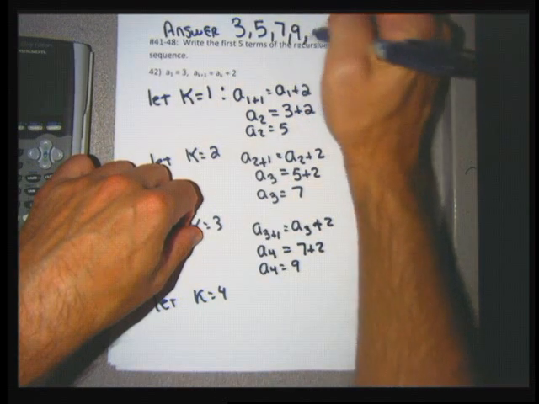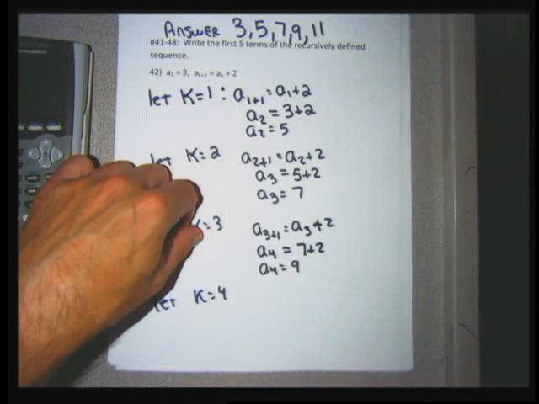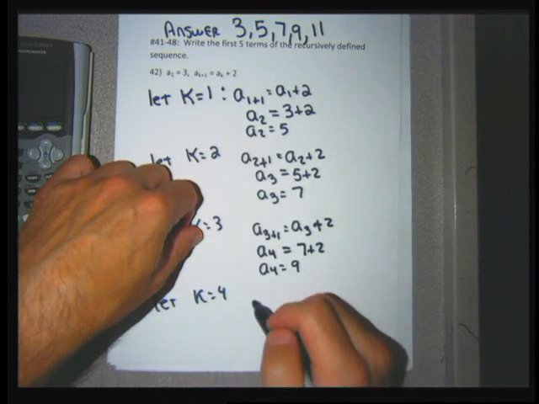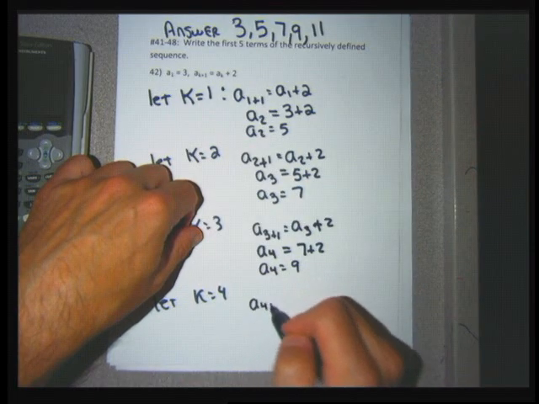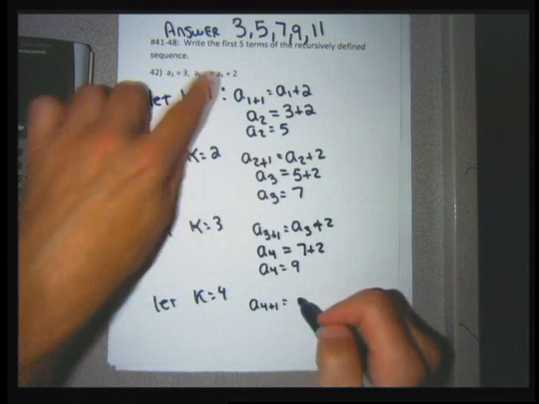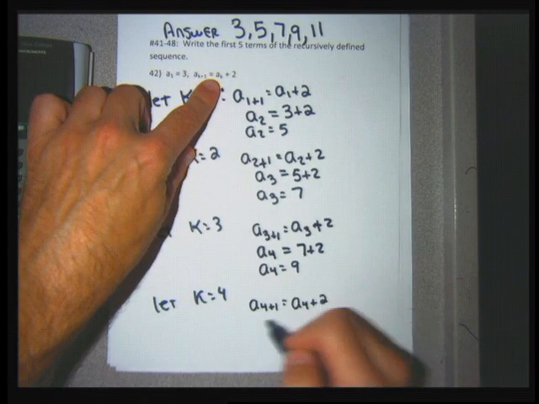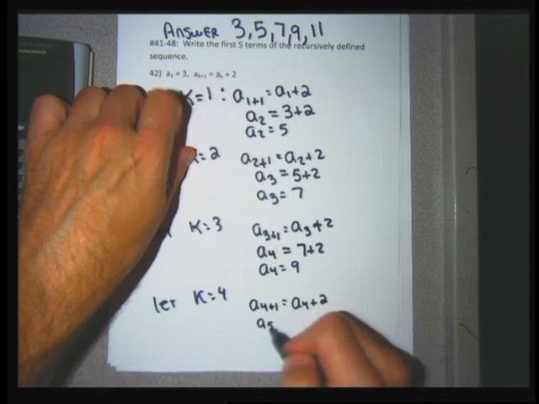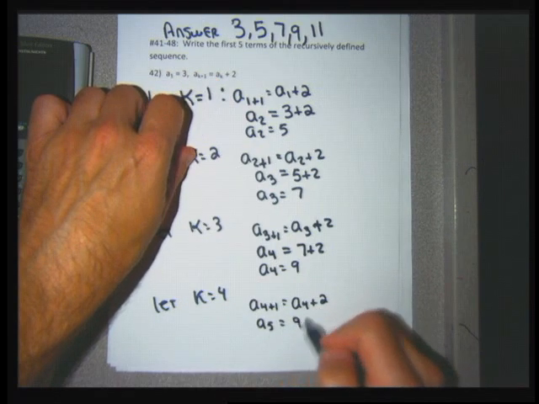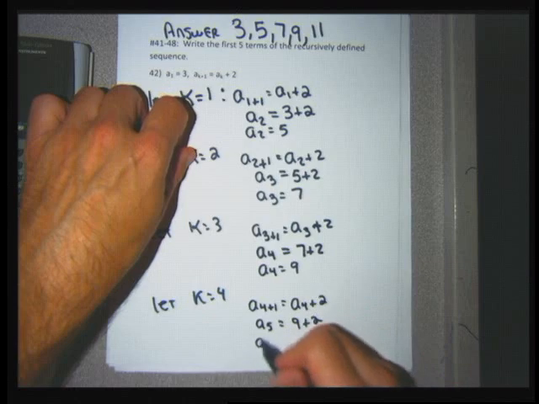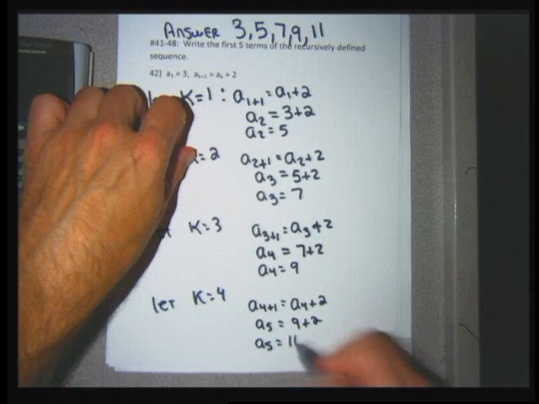I'll be shocked if the next term isn't 11. But I'll do that formally by going a sub 4 plus 1 equals, into that side, a plus 4 plus 2. This gives me a sub 5 equals 9 plus 2, which gives me a sub 5 equals 11.